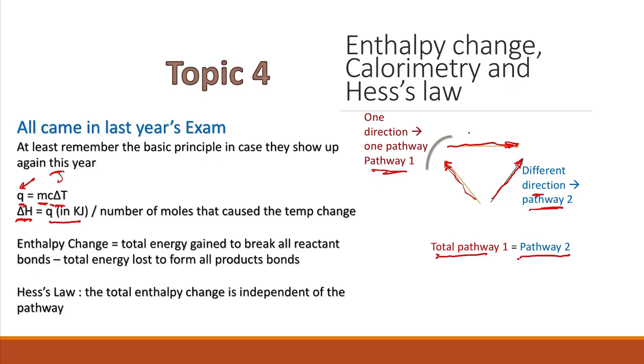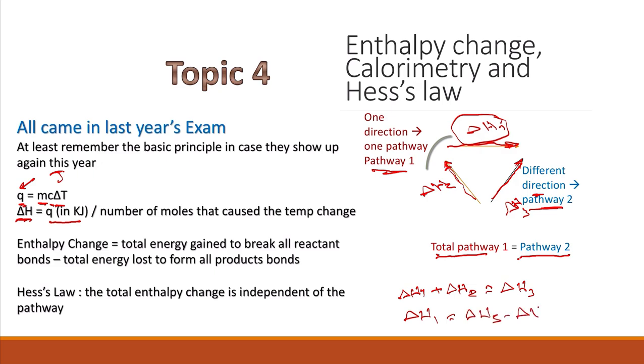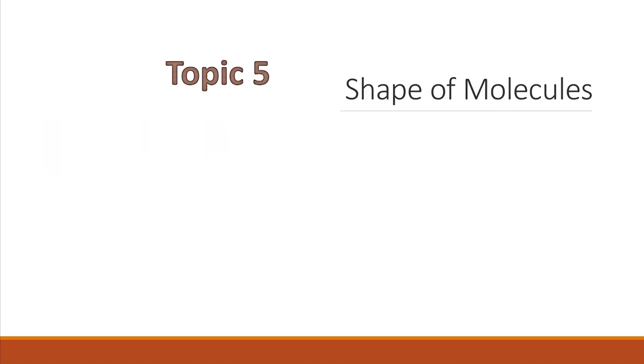Now let's say this is delta H1, this is delta H2, and this is delta H3. They want you to calculate delta H1, so that means that delta H1 plus delta H2, which is pathway 1, will equal delta H3. So delta H1 will equal delta H3 minus delta H2. Of course, they're going to provide you with the enthalpy change of all of the compounds in this particular reaction or in that pathway.